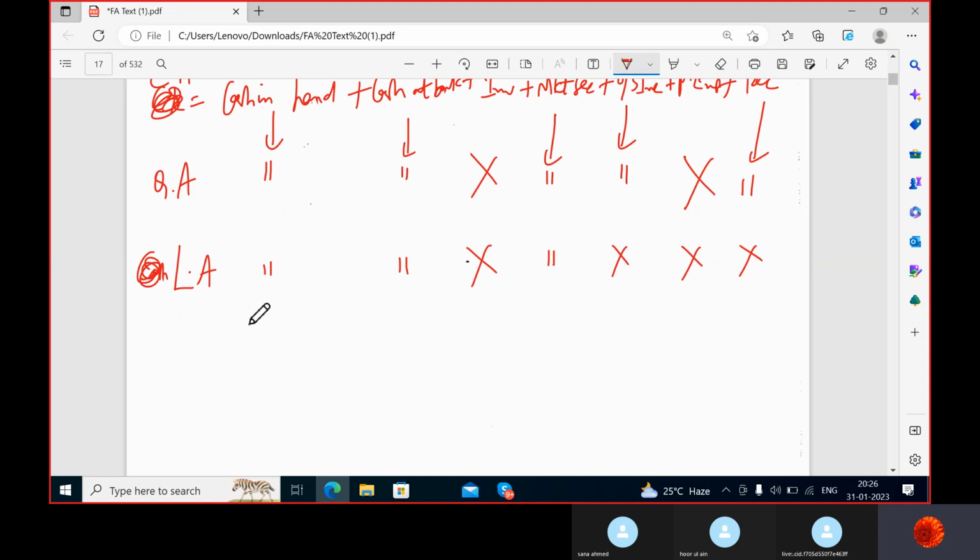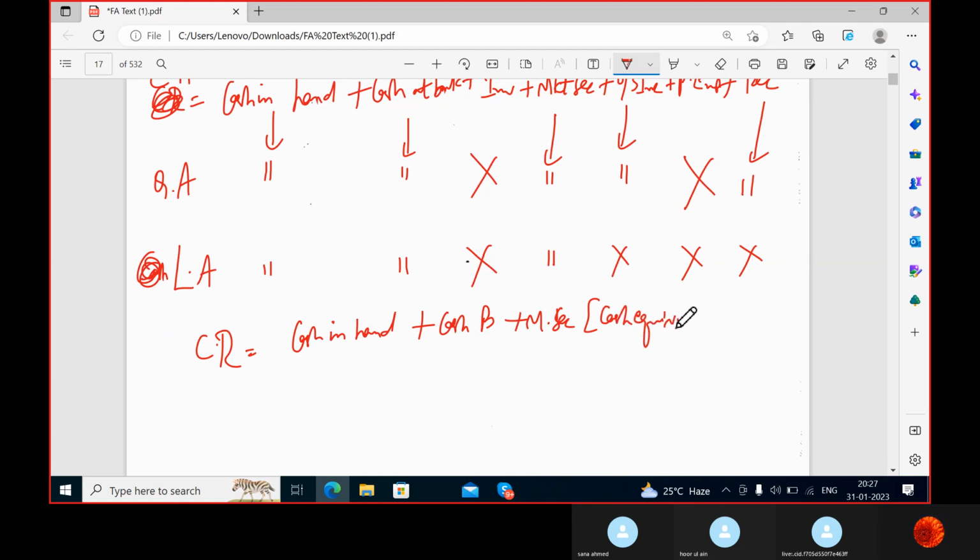So what I mean to say here is cash ratio is nothing but cash in hand plus cash at bank plus marketable securities, that can also be termed as cash equivalents, the whole divided by current liabilities. Okay, this is the ratio.